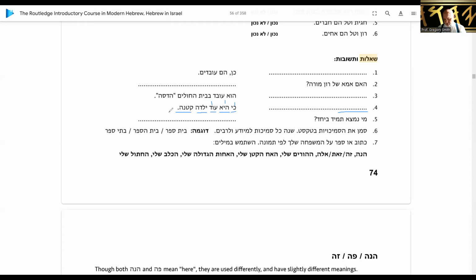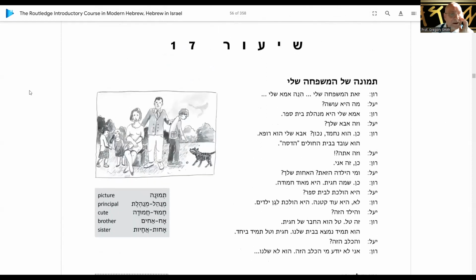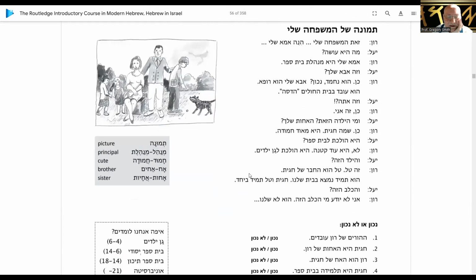This is ki. It means because she is still a little girl. Yeah, because she's still a little girl. So what kind of question could we fashion to match that answer? Remember, this has to do with the little girl they had, this one right here. And remember that they said she was in Gan. Let's see, what was it? It was Gan Yeladim.